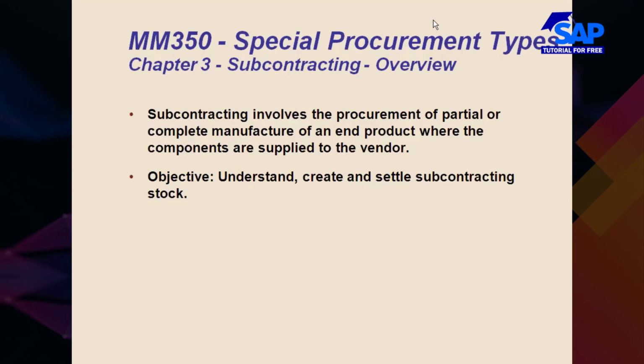Therefore, subcontracting involves the procurement of partial or complete manufacture of an end product where the components are supplied to the vendors. Like I said, your work will be done by somebody else. It could be partial or it could be complete. Some of the work will be carried out by the vendor, and he will return the material in the form of semi-finished or finished. If it is semi-finished, it means he has done partial work. If it is finished, it means he has done complete work on the components that you have sent to the supplier.